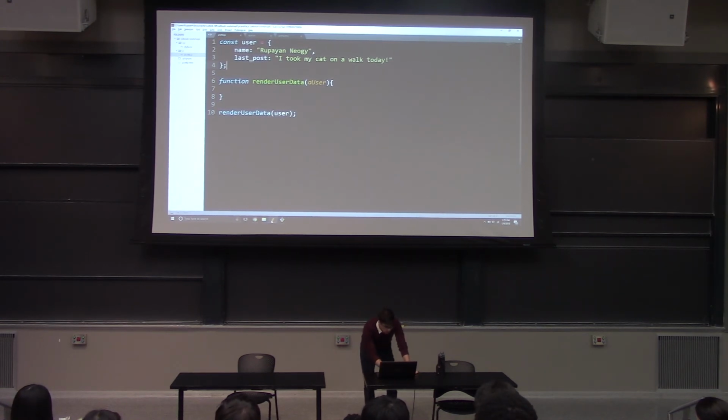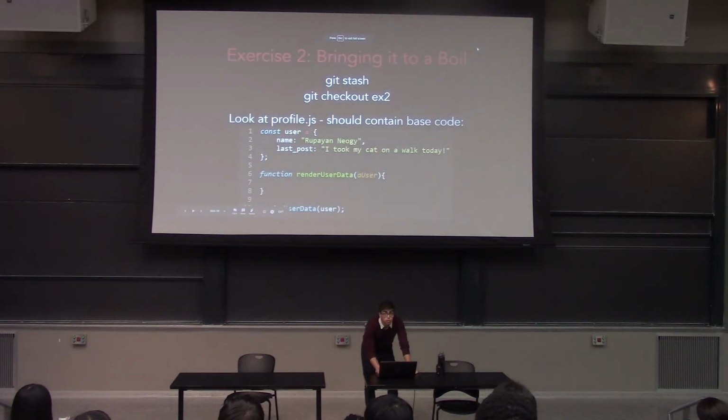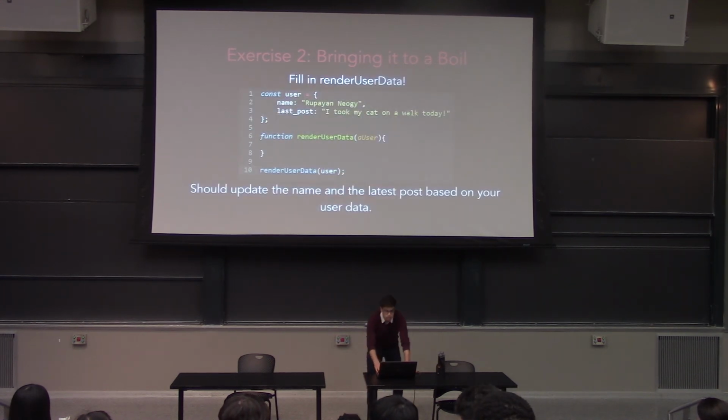So, now that we have that, okay. Again, one last time, is anyone still having trouble? Make sure you get help. I think most people are all set. So yeah, you're going to fill in the render user data function. Basically, it should update the name and the latest post based on your user data.